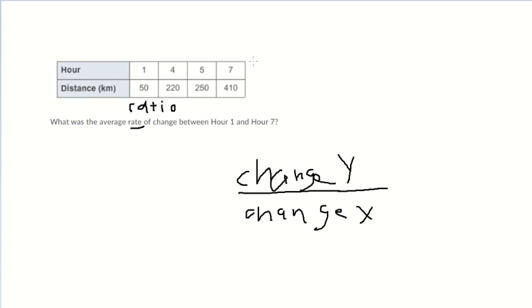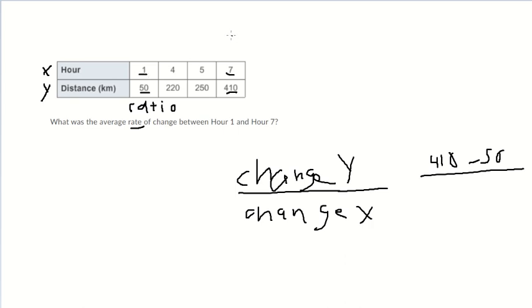So if we look at our y values, right, with all charts, x is here, y is here. So our change in y is going to go from the end value minus the beginning value. So our change in y is going to be 410 minus 50. Okay. And our change in x, which goes on the bottom, is going to be 7 minus 1.